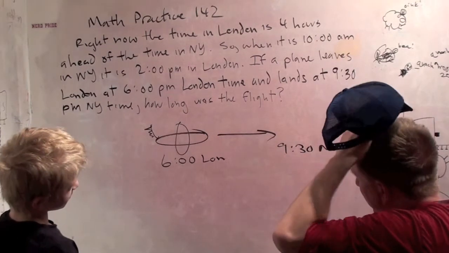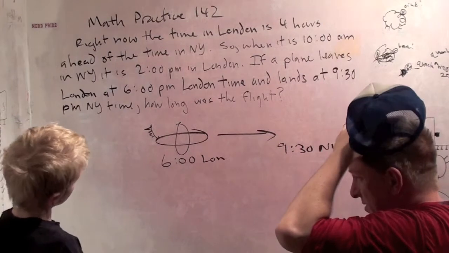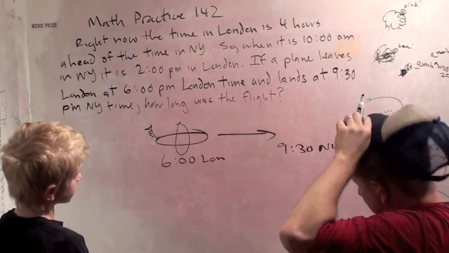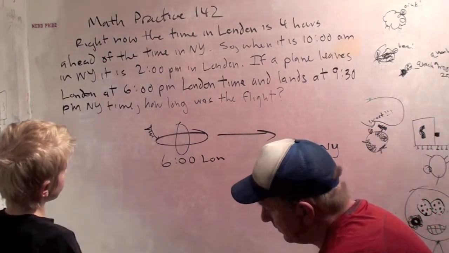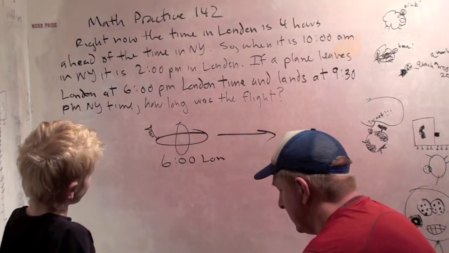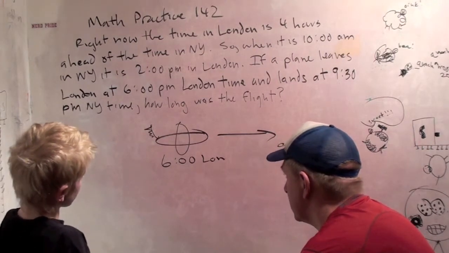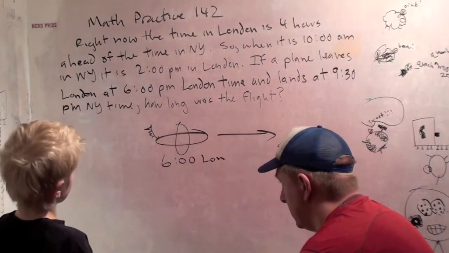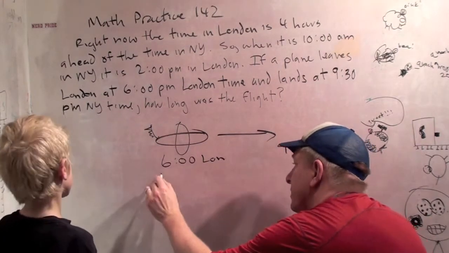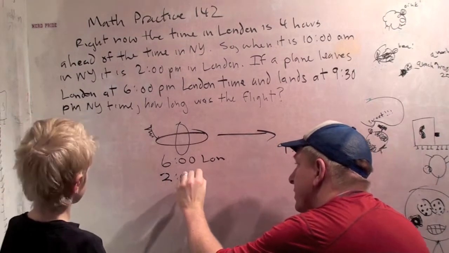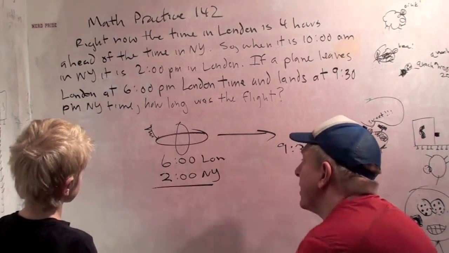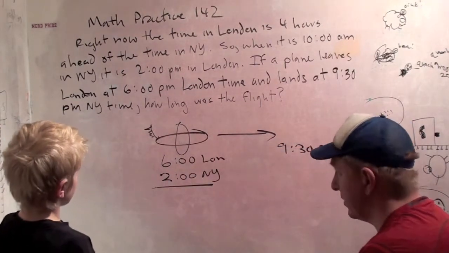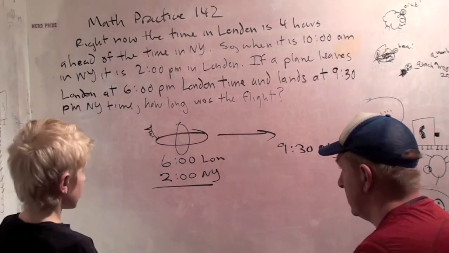So what do we got to figure out how long it was? Well, what makes this kind of hard? If it's 6 o'clock London time, you have to subtract 4 hours to get the New York time, so that's going to be 2 o'clock. Okay, awesome. So that's 2 o'clock in New York. So I left at 2 o'clock New York time. That's a good observation.